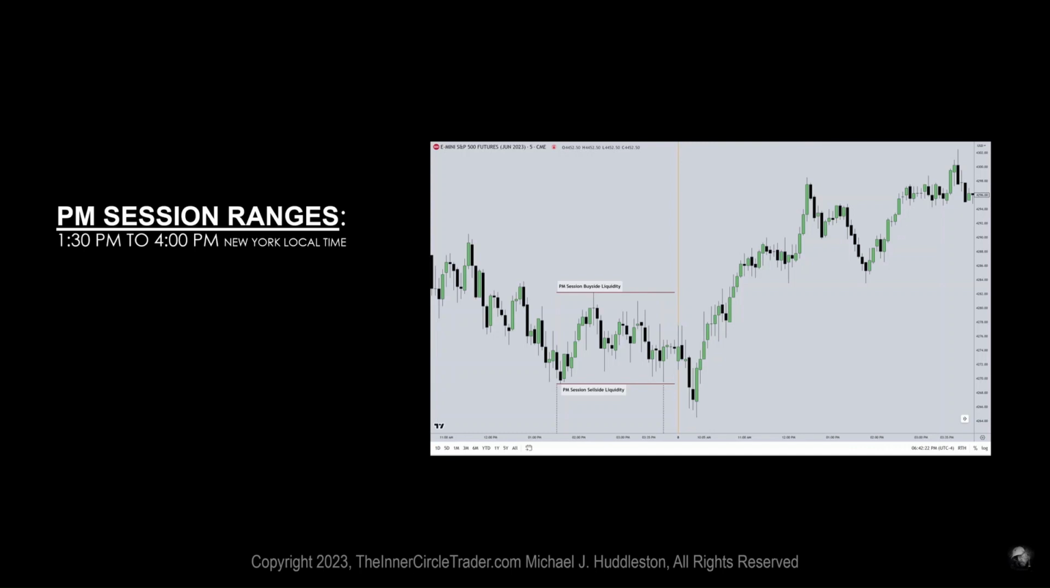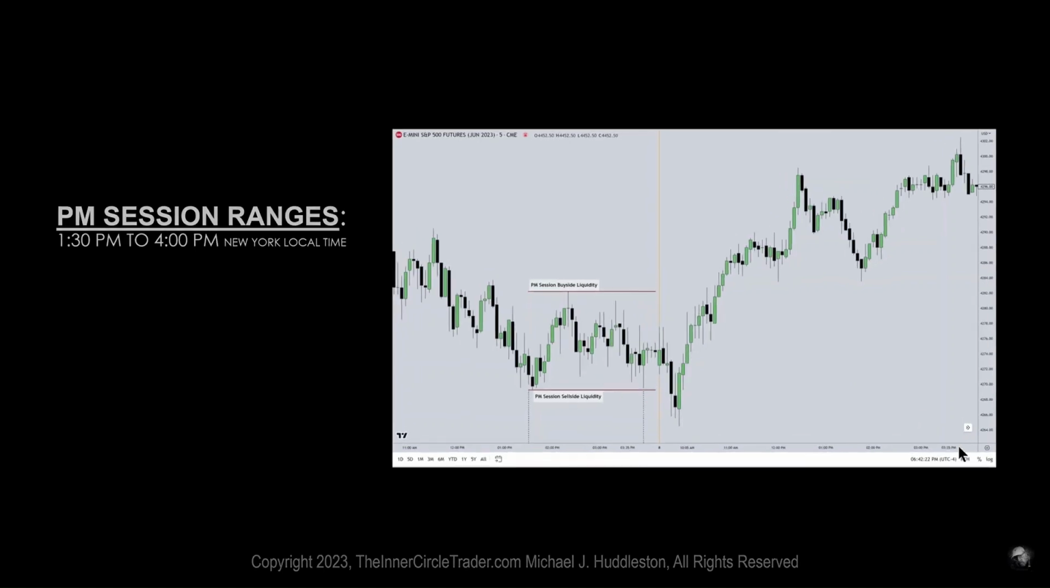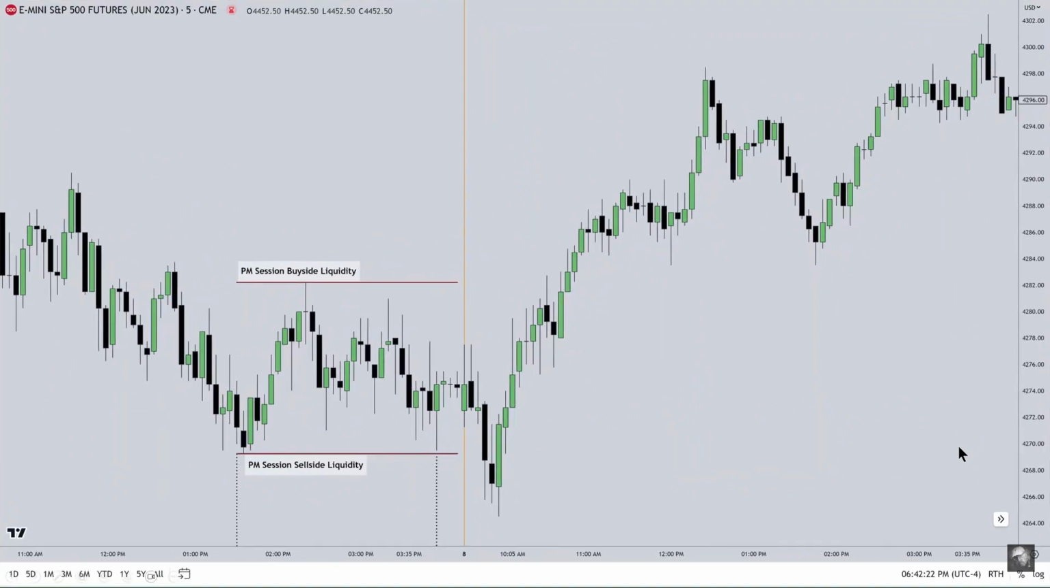PM session ranges, it is always referred to in regular trading hours. Notice this down here in the lower right-hand corner. Let's make the chart a little bit bigger. So down here in the right-hand corner, that RTH, that's regular trading hours. Now you can toggle this if your membership permits you, from RTH to electronic trading hours, ETH. One or the other is going to be utilized.